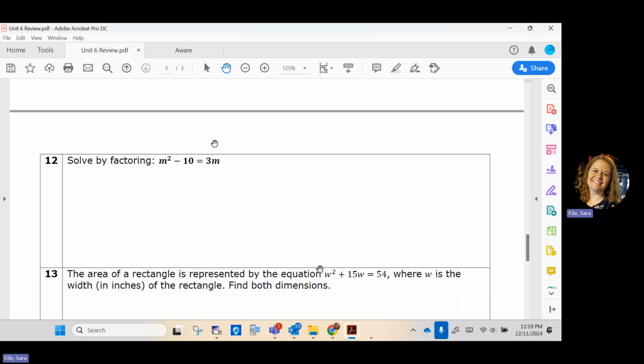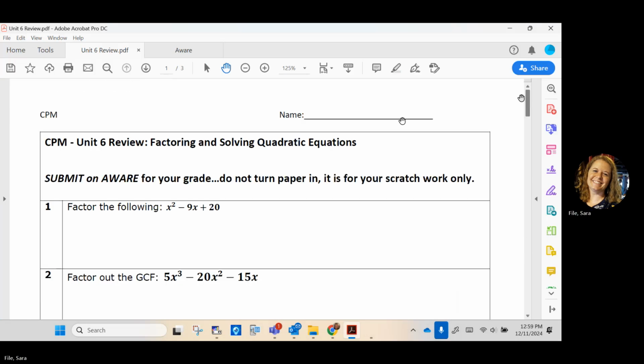Okay, it looks like this. This is what it says on the top. It's the Unit 6 review, but it says you are submitting on Aware for your grade. Do not turn this paper in. It's just for your scratch work, for you to study and practice. I don't need the paper. You're going to submit your answers in Aware.